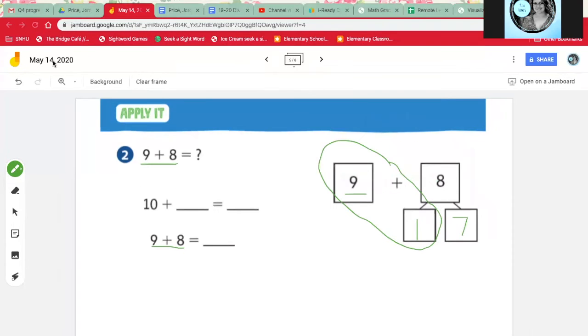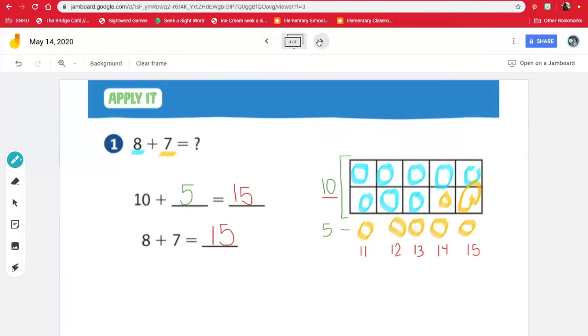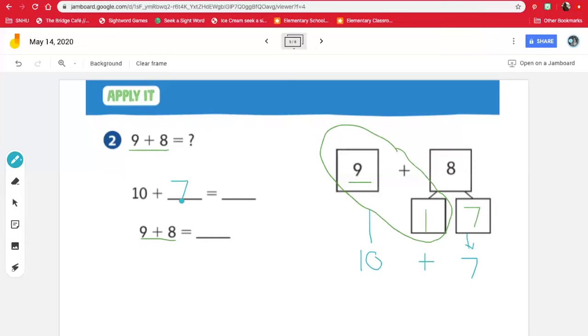So now we have our 10 here, and we need to add our 7. We're bringing that 7 down. So 10 plus 7, well, I knew 10 plus 5 equals 15, so let's add 2 more. 15, 16, 17, because 7 is 2 more than 5. So 10 plus 7 is 17, which means that 9 plus 8 is also 17.